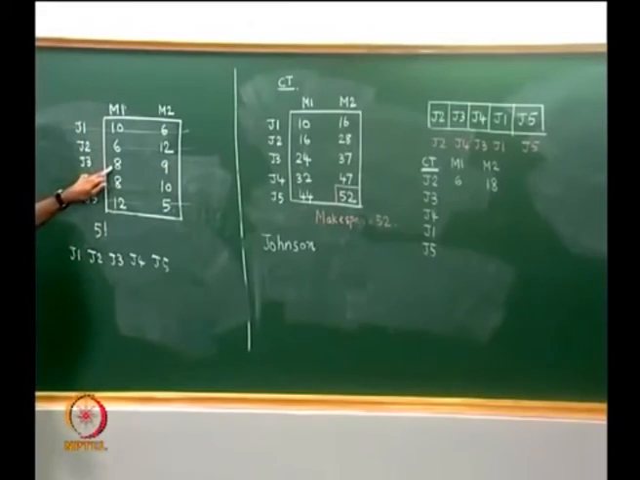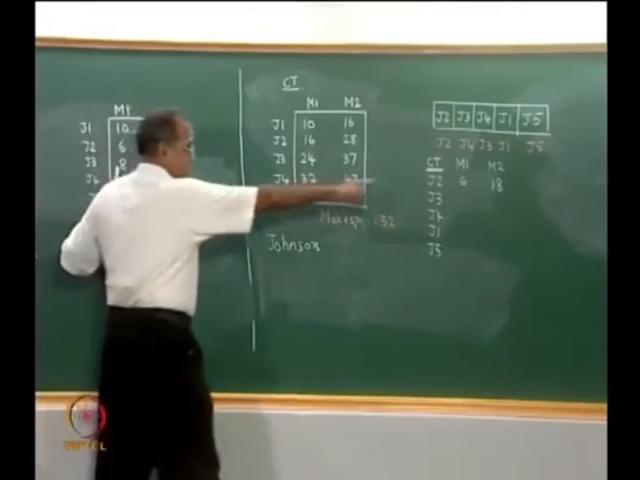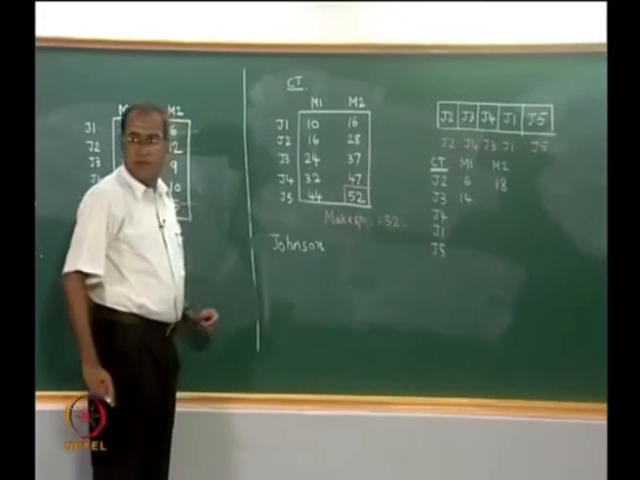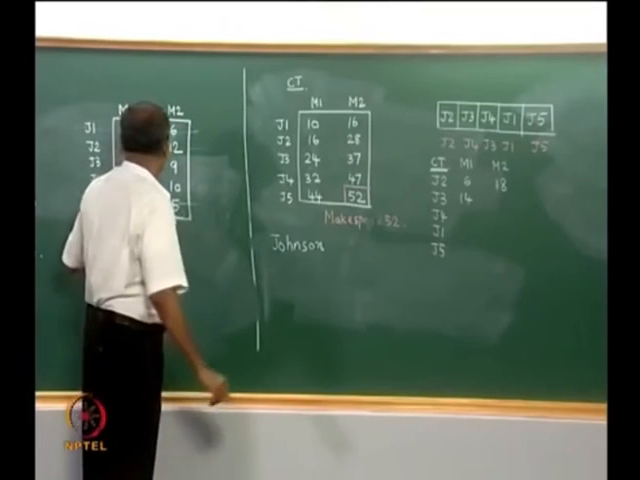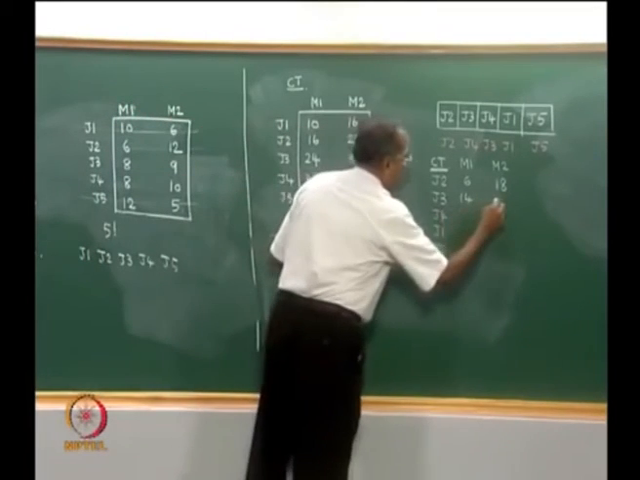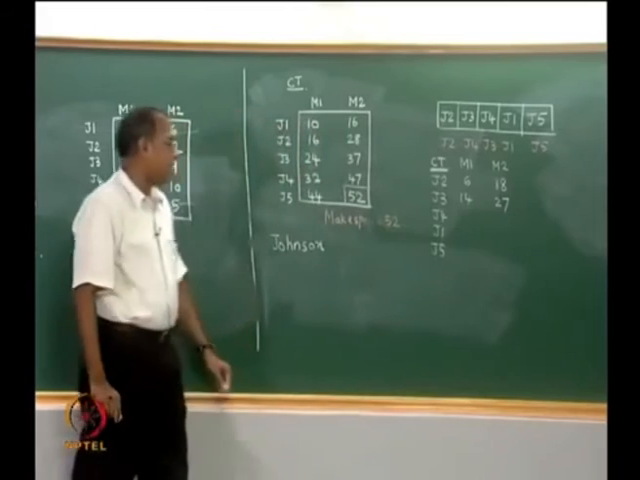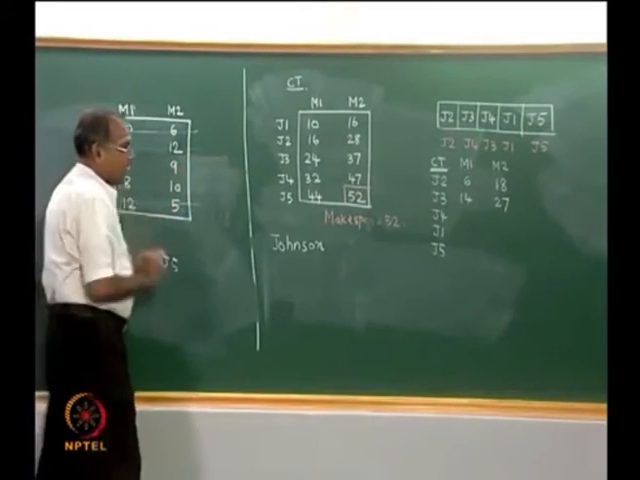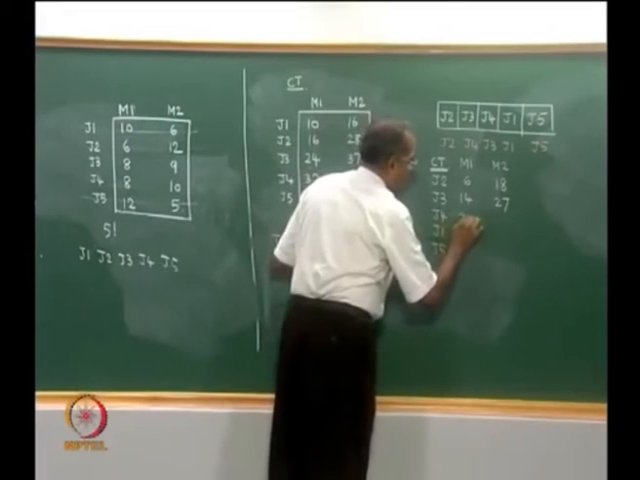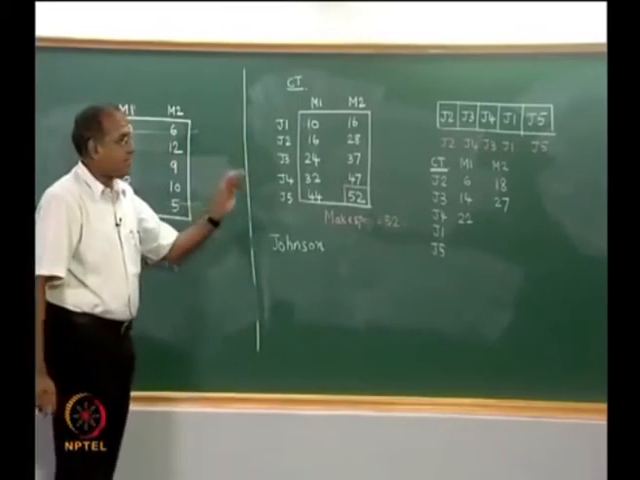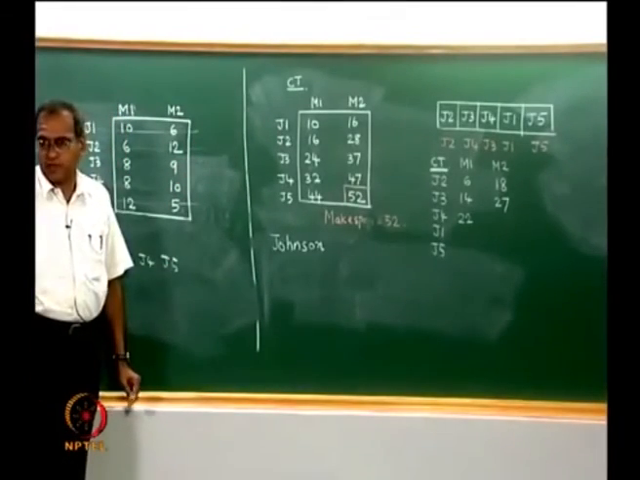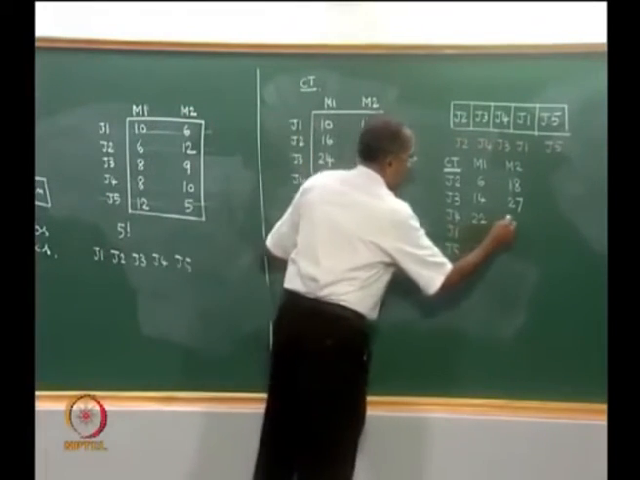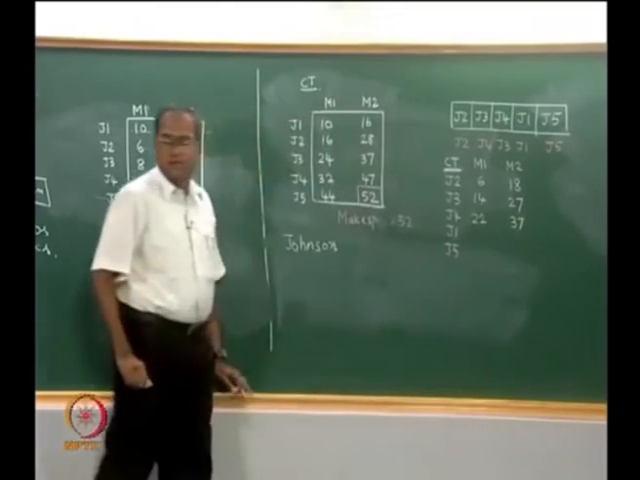J3 goes next, J3 can start on M1 at 6, needs another 8 units of time, finishes at 14, but M2 is available only at 18, so it takes another 9, 18 plus 9, 27. Now J4 can start at 14 on M1, takes another 8 units, so 14 plus 8, 22. Now it has to wait till 27 for M2 to be free, takes M2 at 27, takes another 10 units of time, finishes at 37.